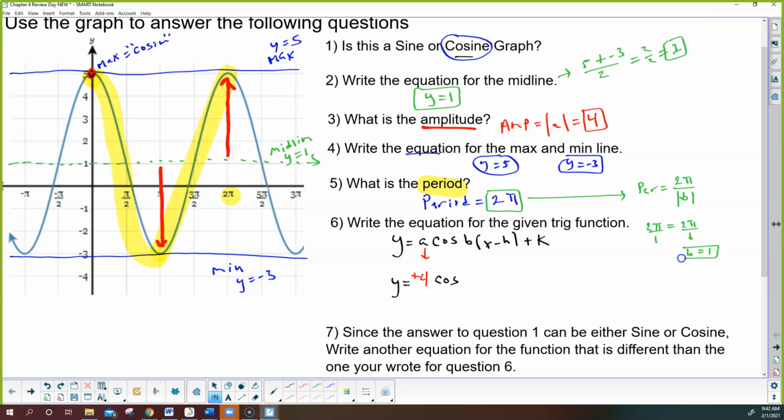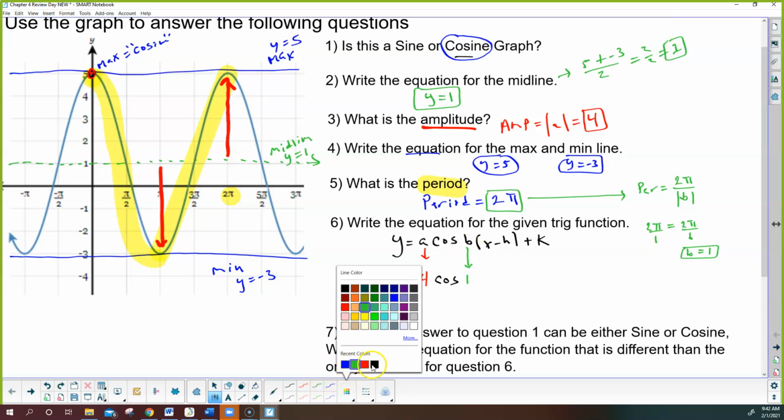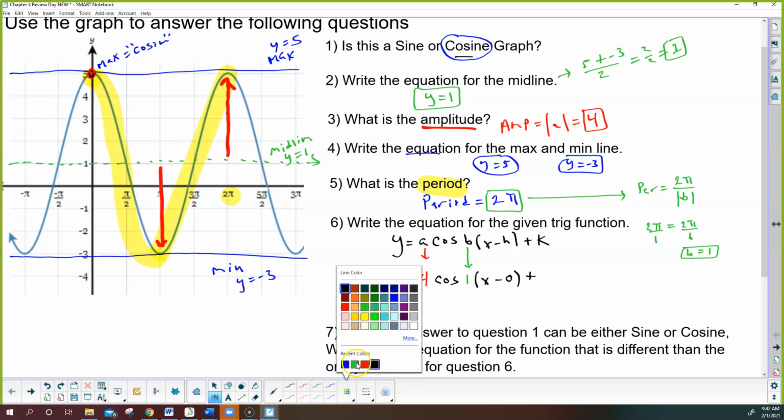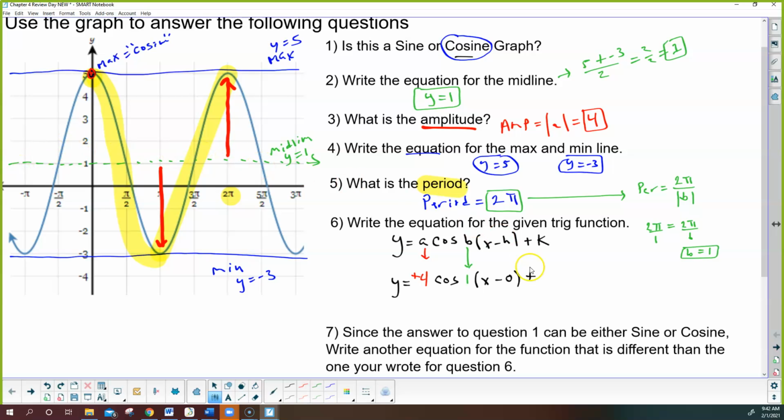So somehow you have to do the algebra to find out what b is. All right, and then h is my shift, left or right. Well, notice cosine did not move left or right, so I'm just going to leave it as a 0. And then your k value is the midline. And we found up here that our midline was 1. We can see that in our graph as well.